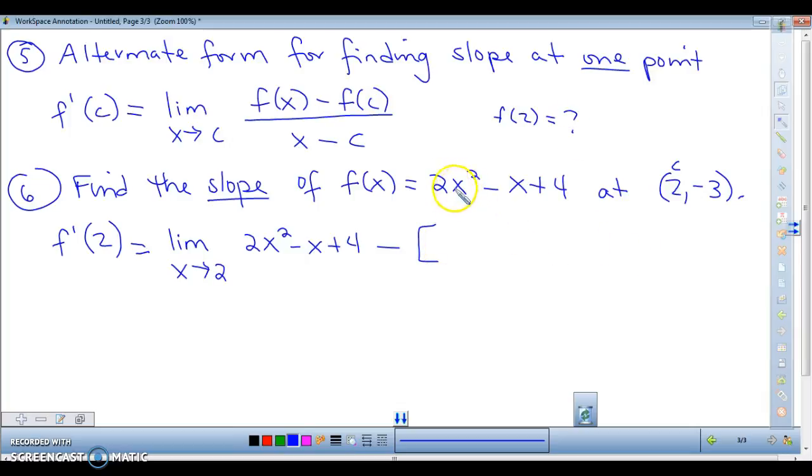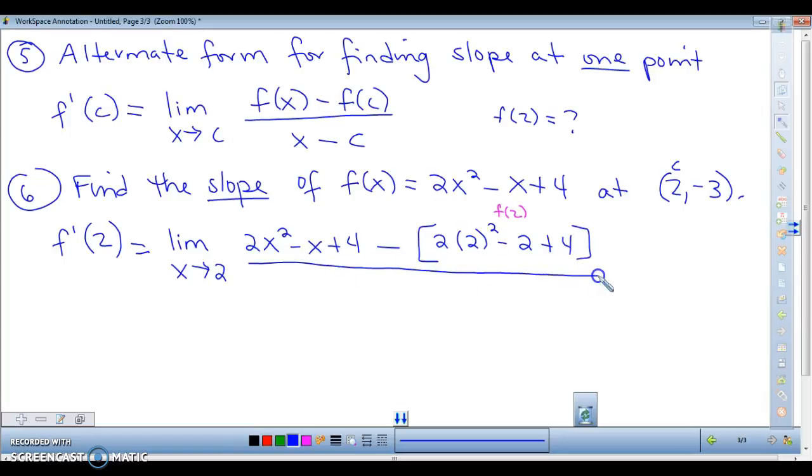I'm just going to plug in a 2 in the place of that x. Okay, so all of this right here is telling me what f of 2 is. And then this is over x minus c, which is 2. All right, and we're going to simplify this and take the limit, and that should come down to just one number, not a function in terms of x or anything. We should just end up with a number because we're looking for slope.